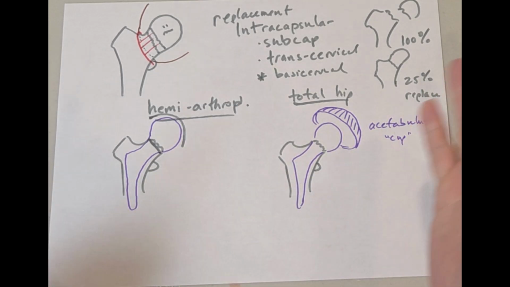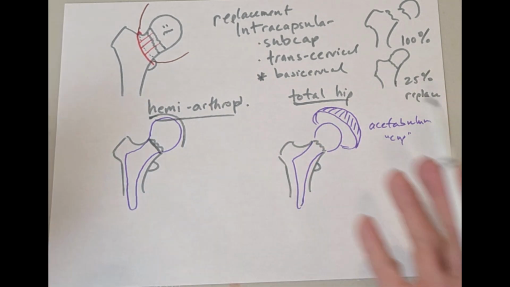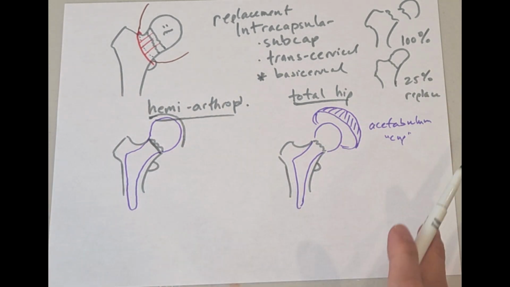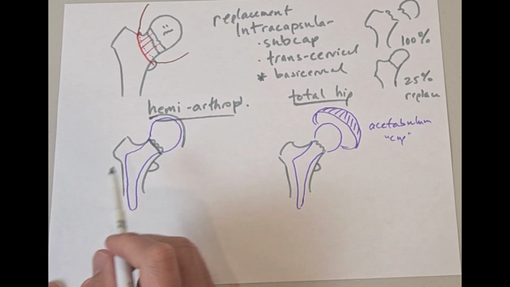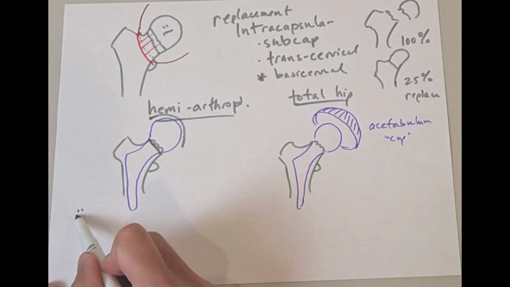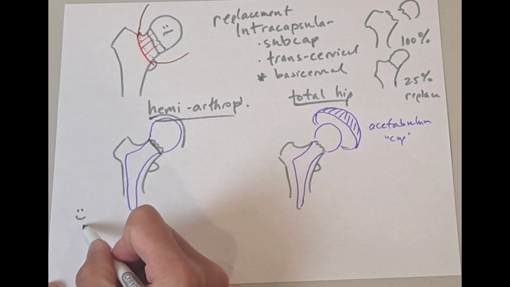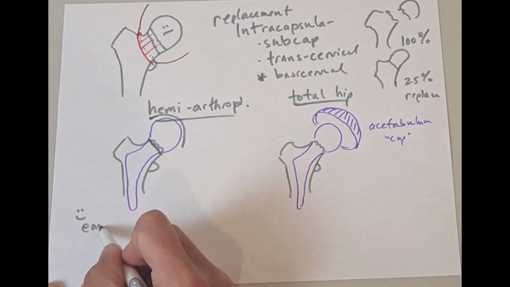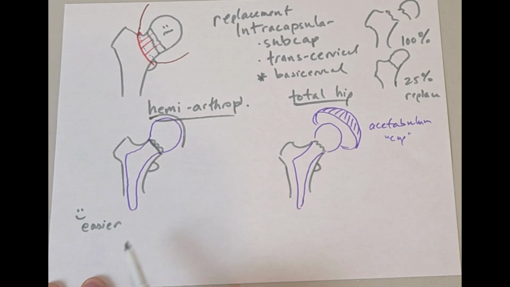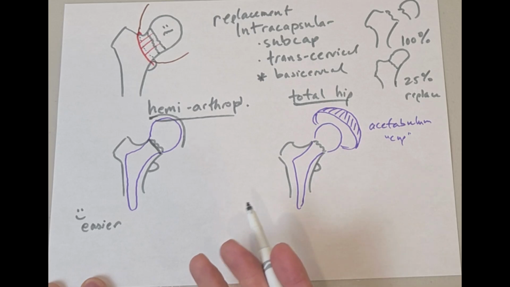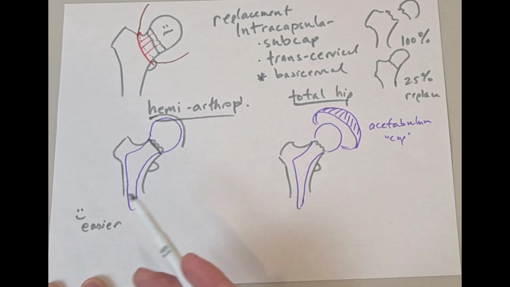Now, why would we choose one or the other? What determines why the surgeon will pick one or the other? Well, let's talk about the pros and cons of both. The main reason we do hemiarthroplasty is, number 1, it is an easier surgery. I'm not going to say easy, but easier. It's shorter. There's much less blood loss. It's easier for the surgeon and also for the patient. So you can get them in and out of the OR relatively quickly.